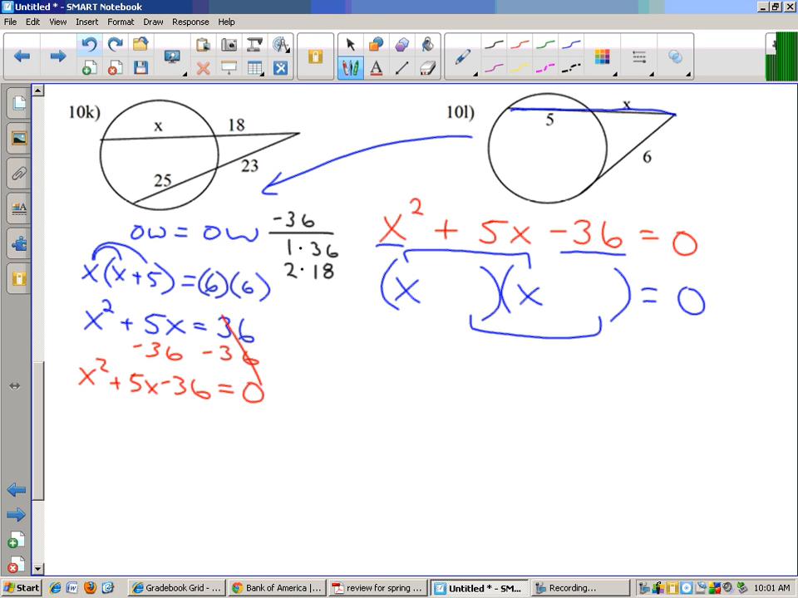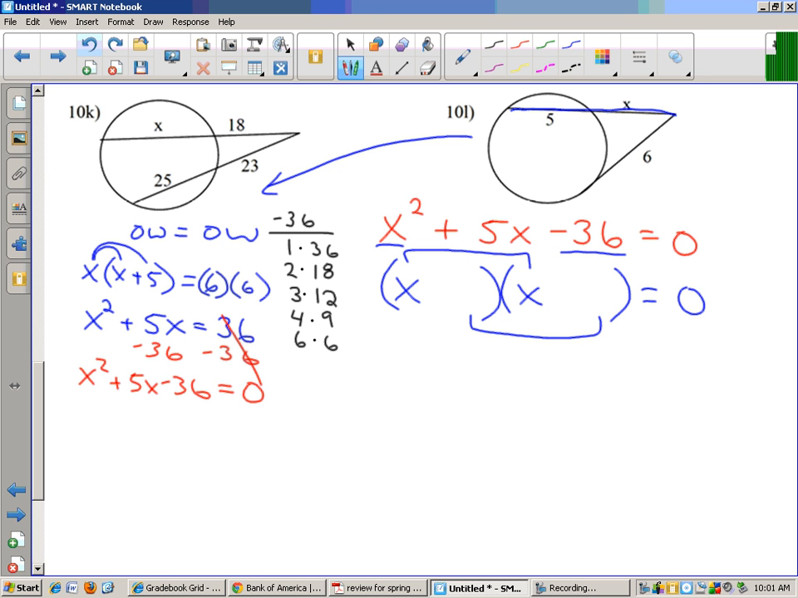2 times 18. What else do we do? 3 times 12. What else? 4 times 9 and 6 times 6. There's a lot of options there. Now, how did they become negative? How did this become a negative 36? One of them has to be negative.